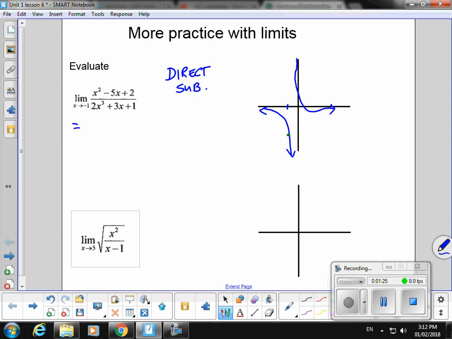Okay. So if I put -1 in there, I have a 1. Subtract 5 times -1 is +5, plus 2 is 8. We do not have a 0/0 problem. 2 times -1 cubed is -2, subtract 3, -5 plus 1 is -4. So this does approach a value of -2, just as we thought from looking at the curve. It is approaching that same value of -2 coming from the left and coming from the right. Direct substitution worked in that case.